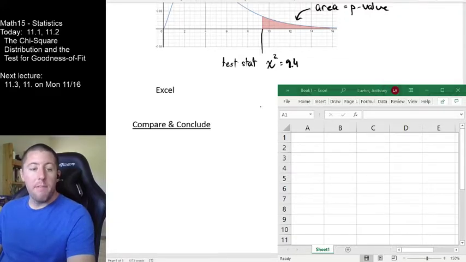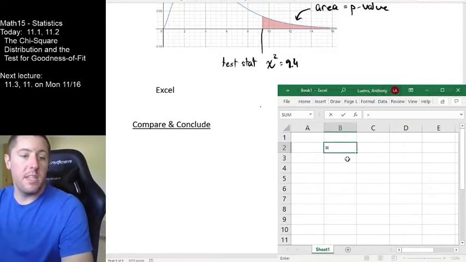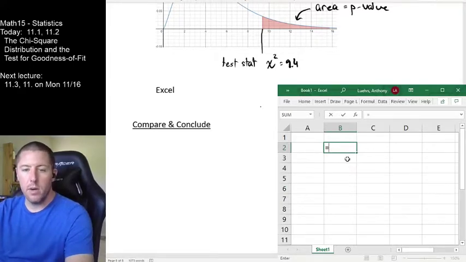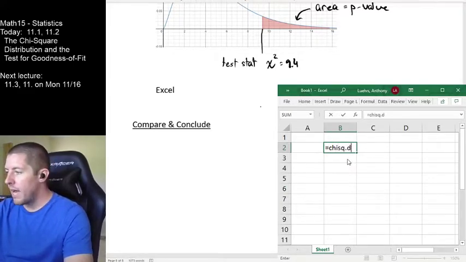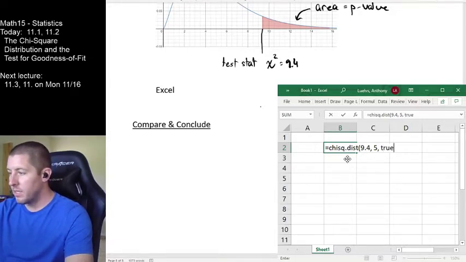Going into Excel, we know that we have 5 degrees of freedom. We saw a test statistic of 9.4. And so over here in Excel, I'm going to do equals. Just like we've seen norm.dist and t.dist, here we're going to have CHISQ.DIST. What does it want from us? It wants our test statistic. It is unfortunately still calling it x, but at least x looks like that Greek chi squared right there. So our chi-square test statistic is our 9.4. Our number of degrees of freedom is the next piece of information that it wants. That's 5 because there were 6 possible outcomes. Cumulative is always going to be true.